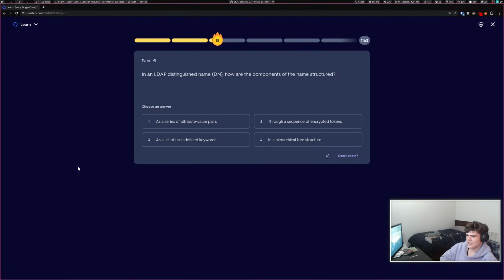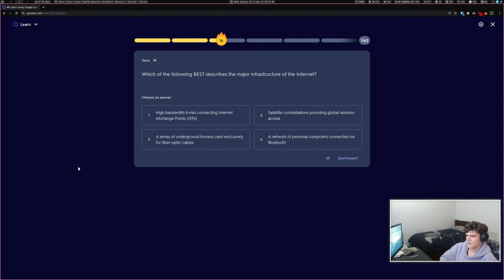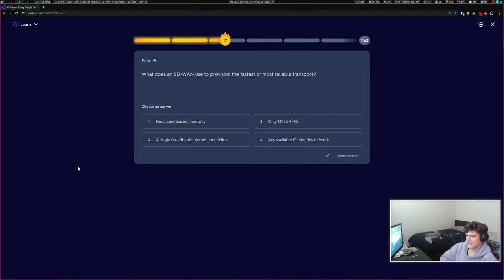How are the components of the name structured? Isn't it a series of attribute value pairs? Which of the following best describes the major infrastructure of the internet? What does an SD-WAN use to provision the fastest or most reliable transport? Software-defined wide area network. Which are typically supported by different transceivers.